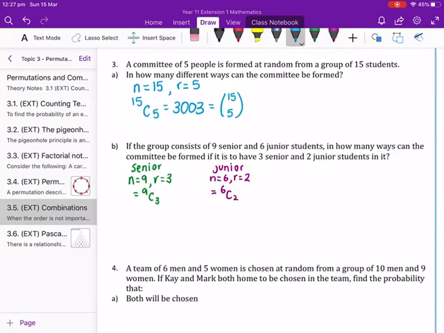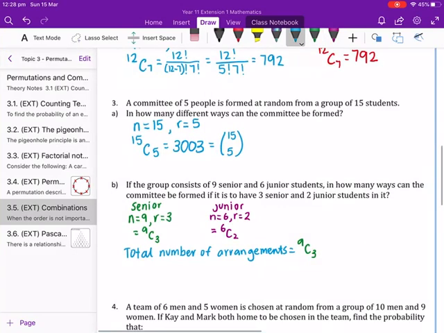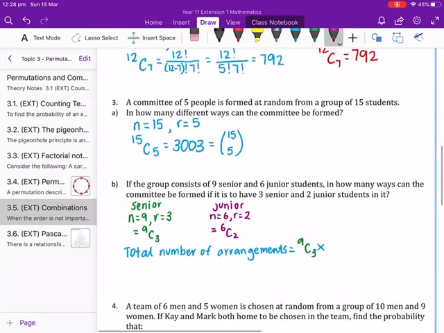So to work out the total number of arrangements, we have to multiply these together. So to multiply these together, we have arrangements, not just arrange. We have our senior students, which is 9 choose 3, multiplied by our junior students, which is 6 choose 2.